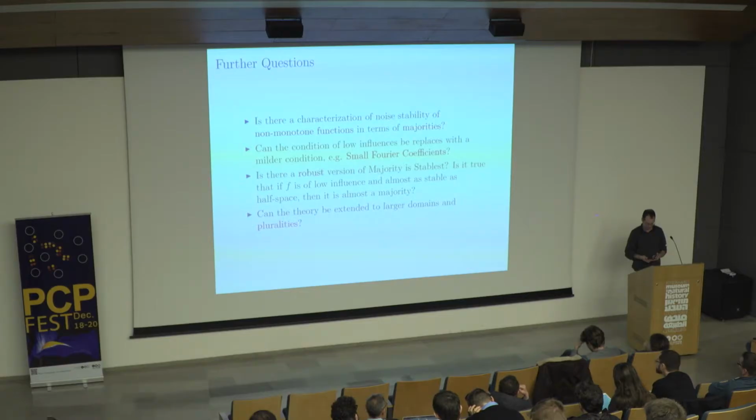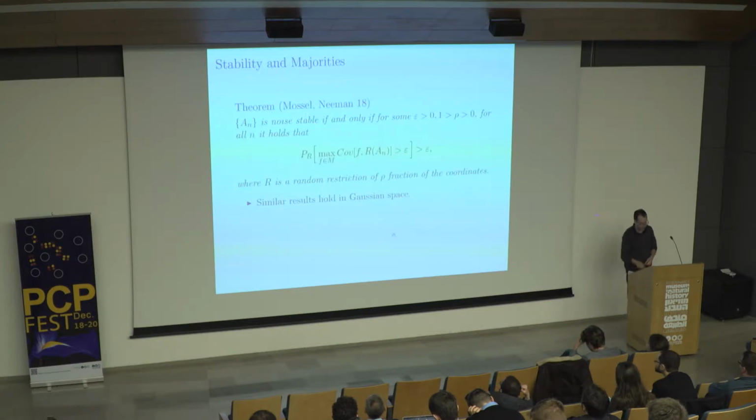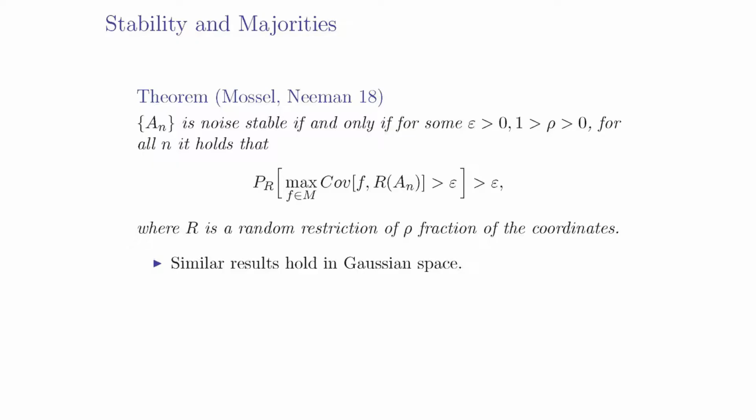Good. Are these questions clear? Okay, so I'm just going to give you the theorems, and then we'll have to decide whether to go to lunch or to see proofs. Maybe we'll see some proofs. Let me first start with this question about stability and majorities.